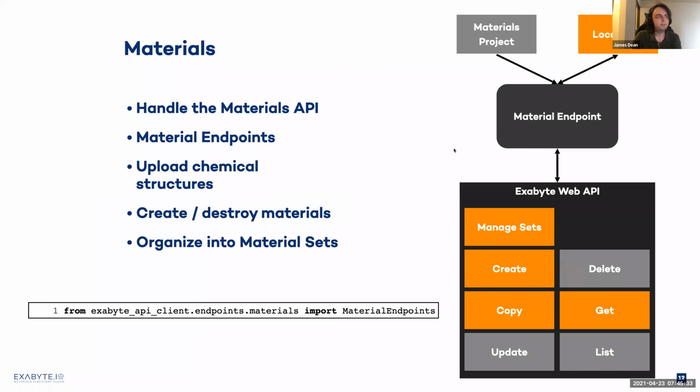And so the parts of the API that we're actually going to be using, we're going to be using materials endpoints, which we can acquire very easily with this import statement here. Materials help work with materials that are on our platform. We're going to be uploading and downloading files from the platform. We're going to be managing sets of materials. So material sets are like folders of materials. We're going to be creating materials, copying them, and getting materials from the site. So all of this stuff.